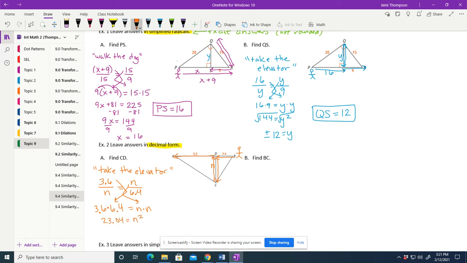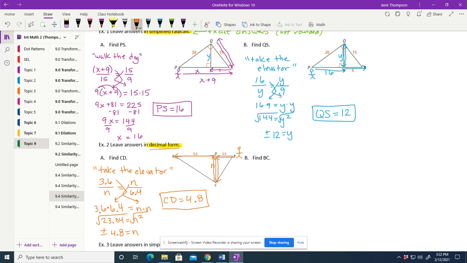When I multiply 3.6 and 6.4, I get 23.04. N times n is n squared. To get n by itself, we take the square root of the left and the square root of the right. The square root of 23.04 is going to give me positive and negative 4.8. Square root of n squared is n. I didn't ask for n, I asked for CD. So my answer is going to be CD is equal to 4.8, and I'm only going to put the positive answer.